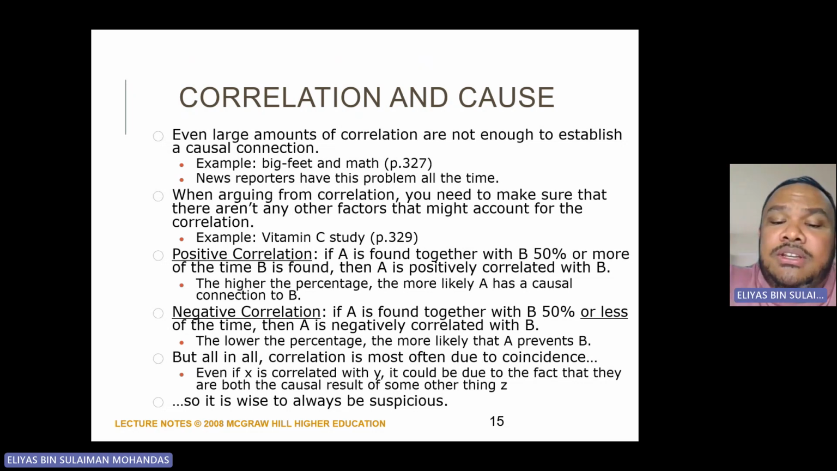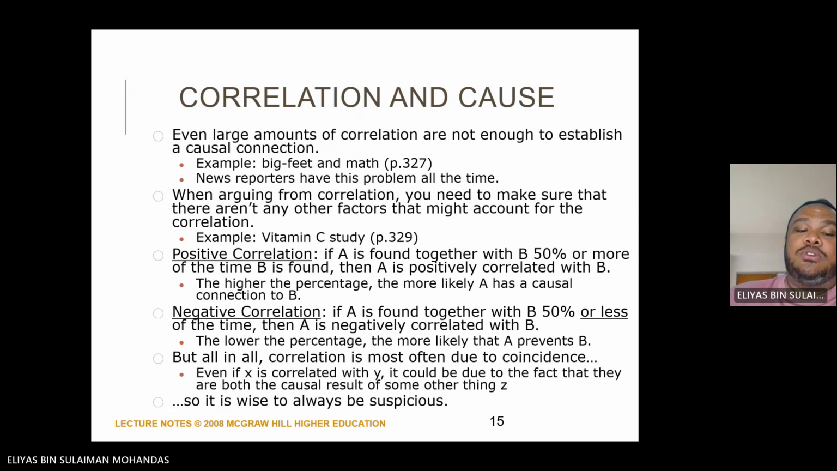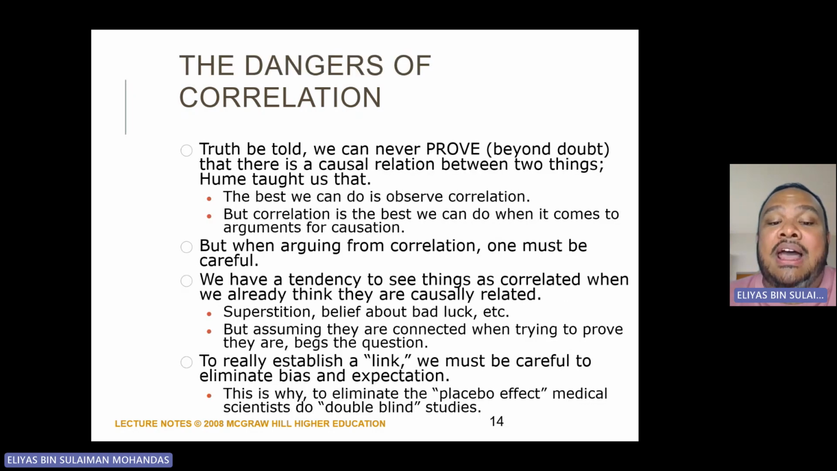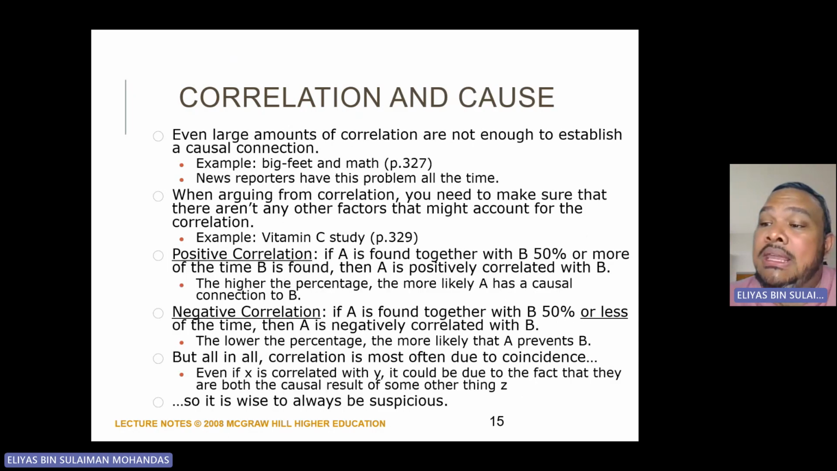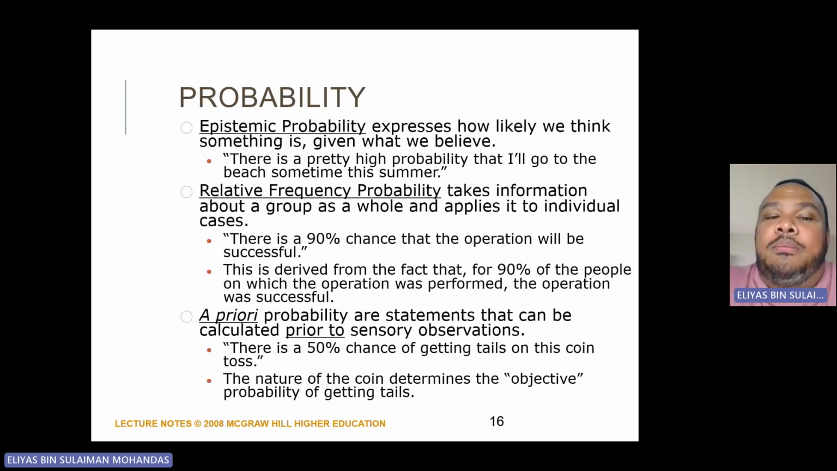But all in all, correlation is most often due to coincidence. Even if X is correlated with Y, it could be due to the fact that they are both the causal result of some other thing, for example, Z. So it is wise to always be suspicious. That is why you must be able to eliminate bias and expectation, so that you know that this is the only reason why this happens. That's all. Okay. Now let's talk about probability.